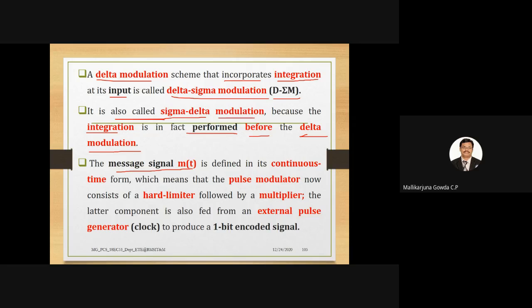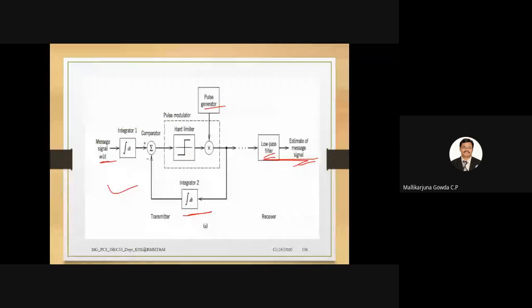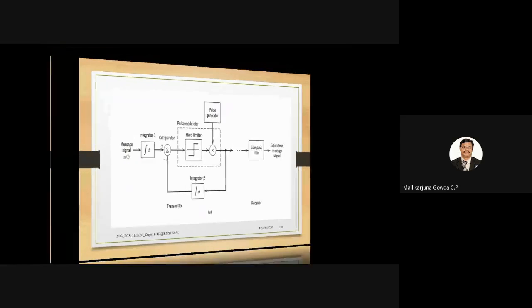So here the message signal is defined in its continuous time form. We feed m(t) only, not m(nTs). We are not going to discretize the signal. We feed the continuous time signal only to the integrator. But in the earlier cases, in case of delta modulation, we used to do the sampling first, so the input is m(nTs), not m(t). That is another difference.